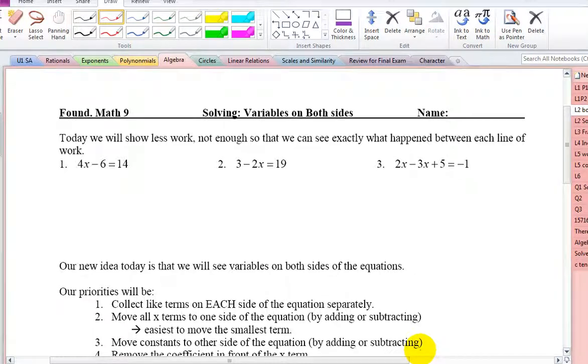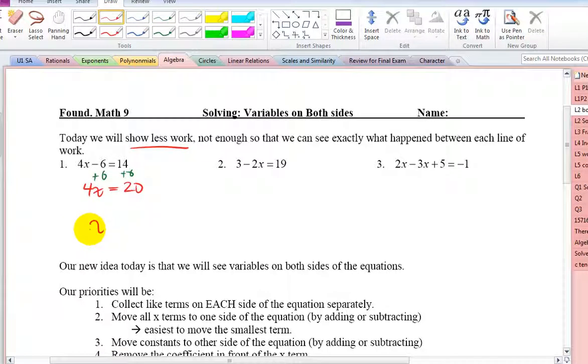Okay, so today we can show less work. Instead of writing minus 6, we're just going to show that occurred. So plus 6 and plus 6. We're going to show that happened, and we moved it to the other side by writing down 4x equals 20. This change right here tells us that we went plus 6, but you don't need to write it down today. Okay? Then, what's the next thing we're going to do?